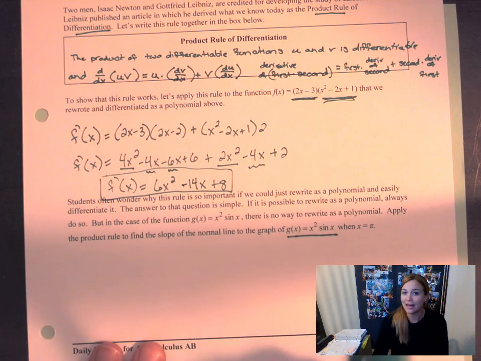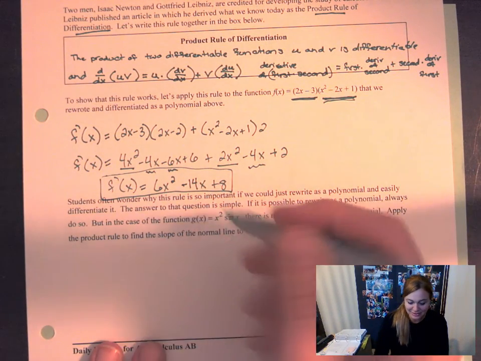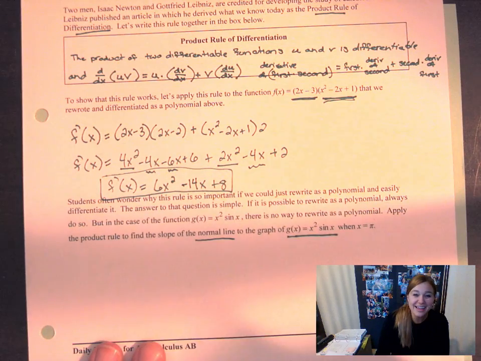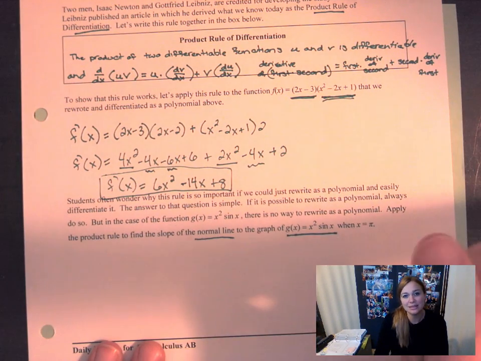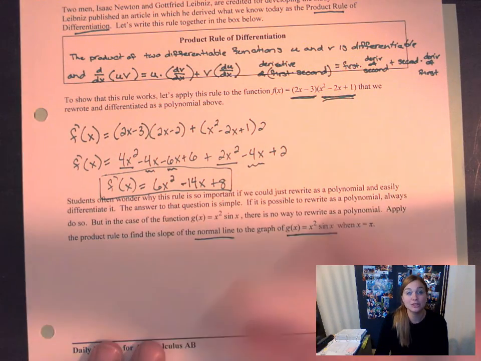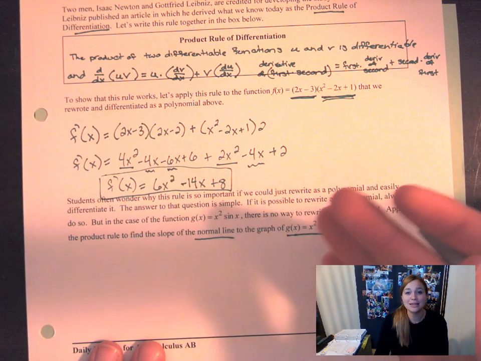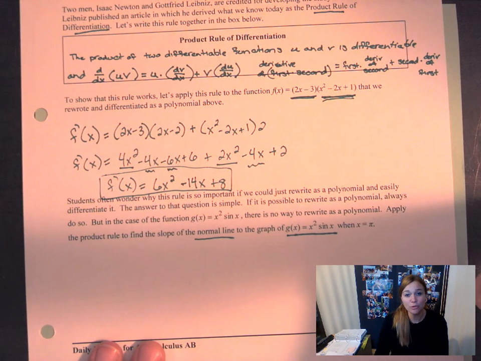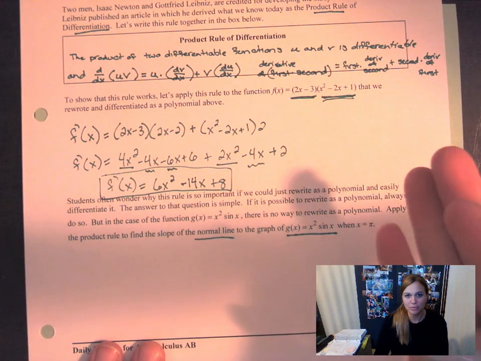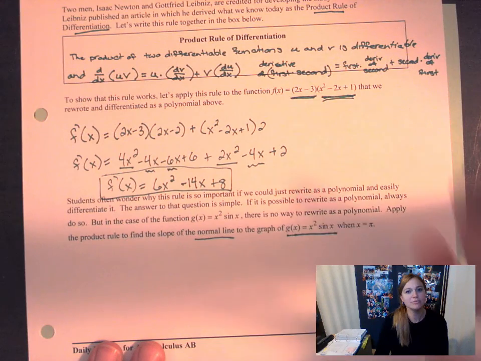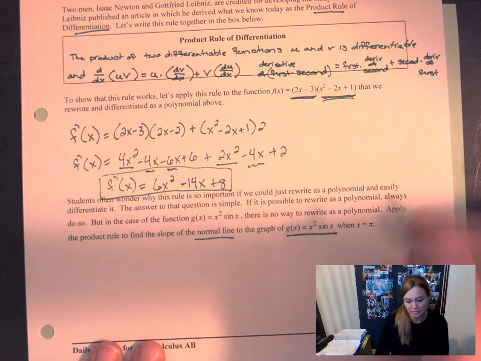And the other way that we have is the product rule. This says, apply the product rule to find the slope of the normal line. What? Slope of the normal line? What's that? Remember, the normal line is perpendicular to the tangent line. So the slope of the normal line is the opposite reciprocal of the slope of the tangent line. Slope of the tangent is the derivative. So pretty much every problem, whenever you see this, you're like, what do I do? I take the derivative, and then you have to do something with it.